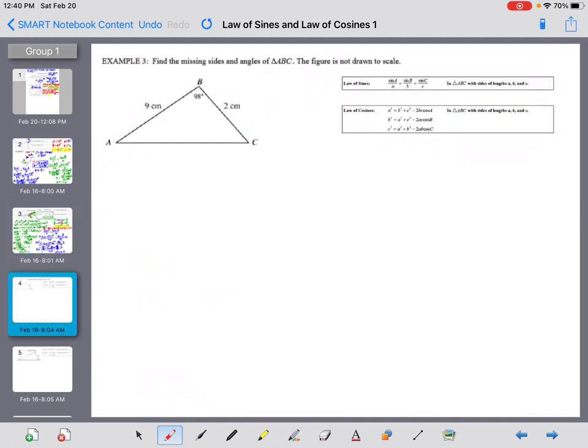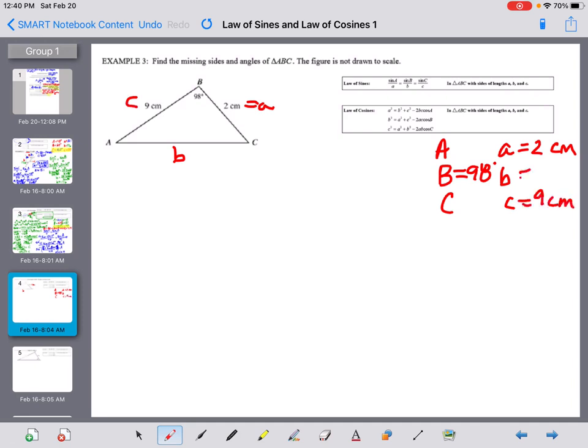All right, next example. Find the missing sides and angles of the triangle. So solve this one and figure out what's going on. The figure is not drawn to scale. Angle A, I don't know. Side A, I do know because it's across from A, and that's 2 centimeters. Angle B, I know is 98 degrees, but I don't know side B across from it. Angle C, I don't know, but I do know side C, which is 9 centimeters. So I know what I have, the 3 things, and I need to solve for the rest.